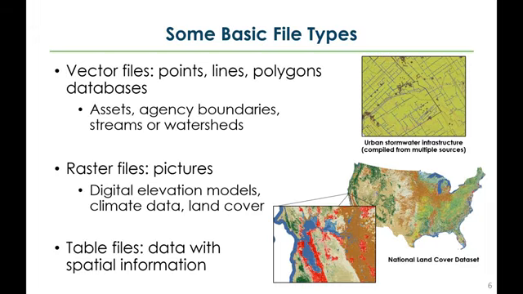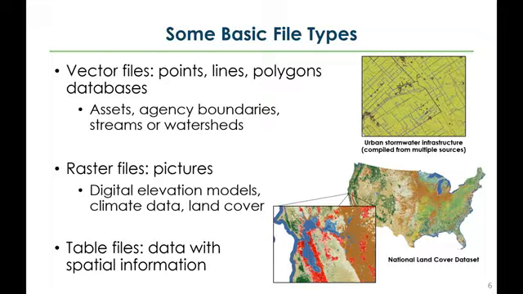So, some GIS basics, some file types, just in case for those who might not be familiar with them. Vector files are essentially points, lines, and polygons, and you can have databases with attributes and information associated with them. You can think of vector files as being organized like a table, but with additional attributes to be able to map it within a GIS framework. Vector files for utilities might include assets, agency boundaries, parcel boundaries, streams, watersheds, these sorts of features.